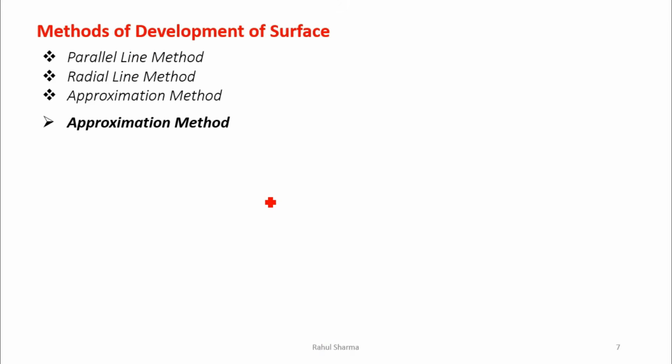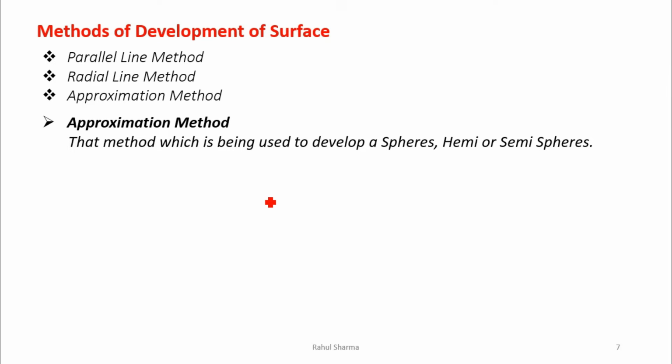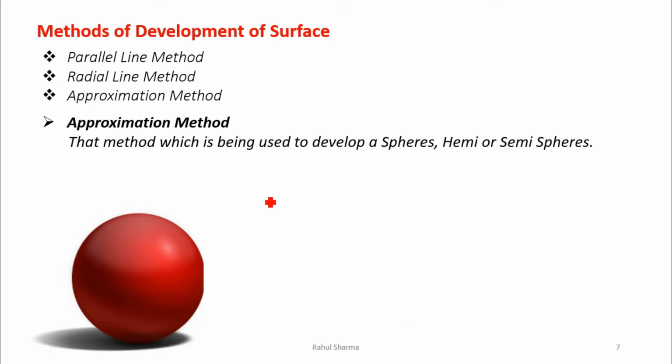Now come to the third, that is the approximation method. Approximation method is the method with which we can develop a sphere or hemisphere. For example, whenever we have to construct a ball, if you have seen a cricket ball or a football, their size is fixed. We cannot change their size. Even in the case of football or cricket balls, the weight of those balls is also fixed.